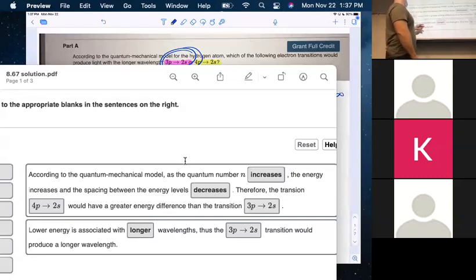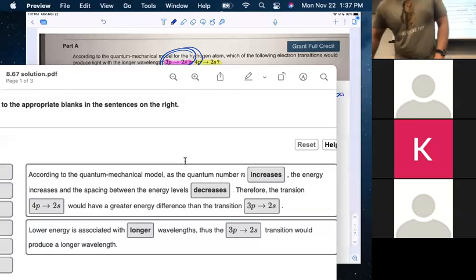So therefore the transition from 4 to 2 would have a bigger energy difference than the transition from 3 to 2. Lower energy means longer wavelengths, so the lower energy one would have the longer wavelength.